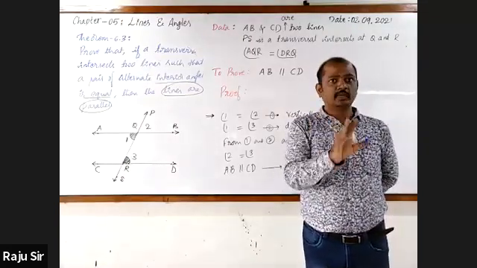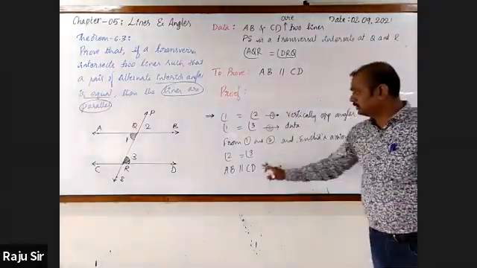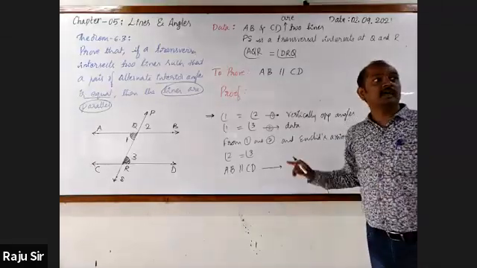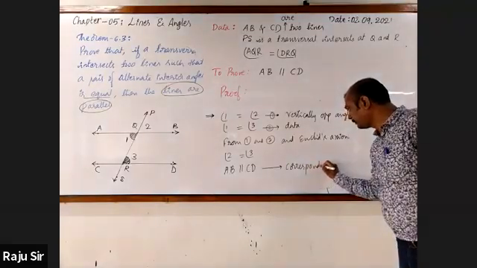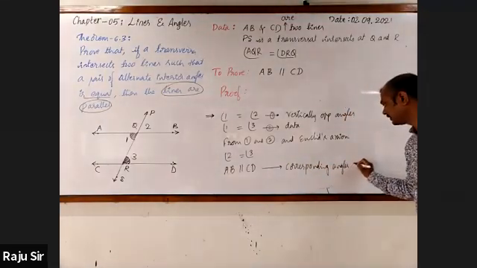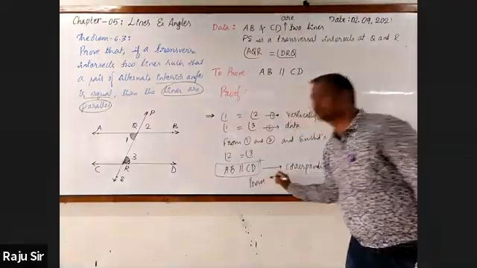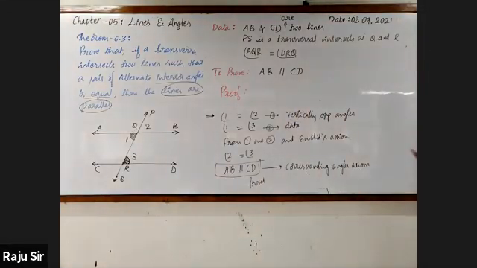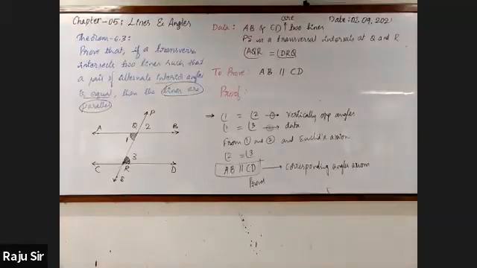Statements 1, 2, 3 are just numbers we have given, it doesn't mean statement 1 is always this. But it is related to the corresponding angles axiom. That is enough to write: corresponding angles axiom. So these are the steps that should be there in full. Theorem 6.3 is over.